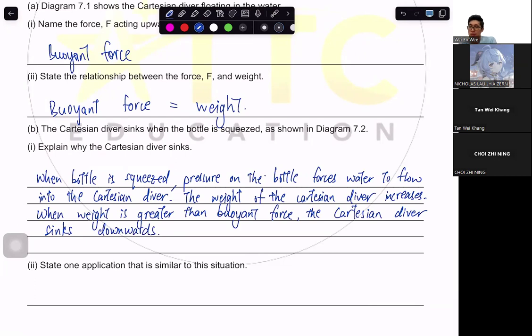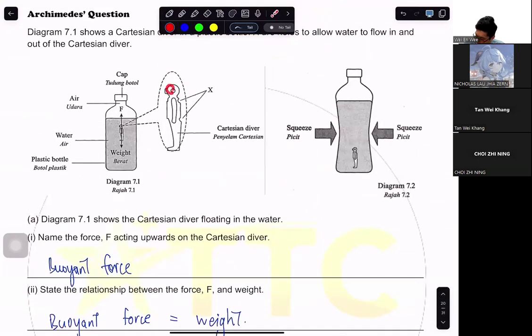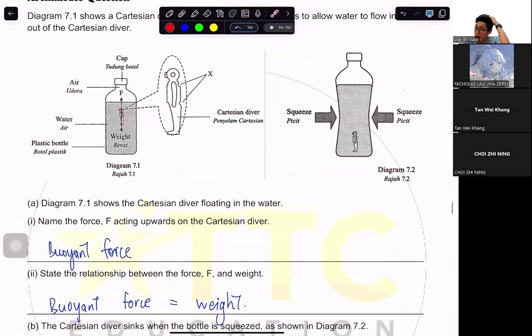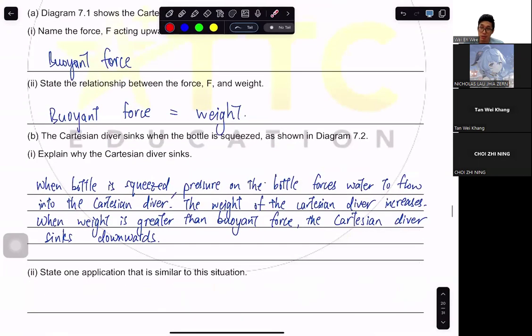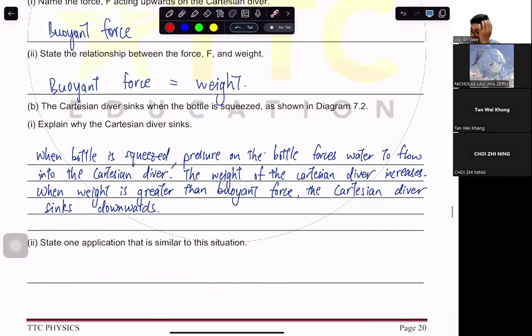When the weight is greater than buoyant force, because the buoyant force never changes. Remember, buoyant force depends on the volume of water that you push away. Your size never changes, you are still the same size, so you are pushing away the same amount of water. Your buoyant force will always be the same. You can only change your buoyant force if you change your volume, if you become bigger or smaller. So the buoyant force cannot change, but your weight increases when you add water inside.